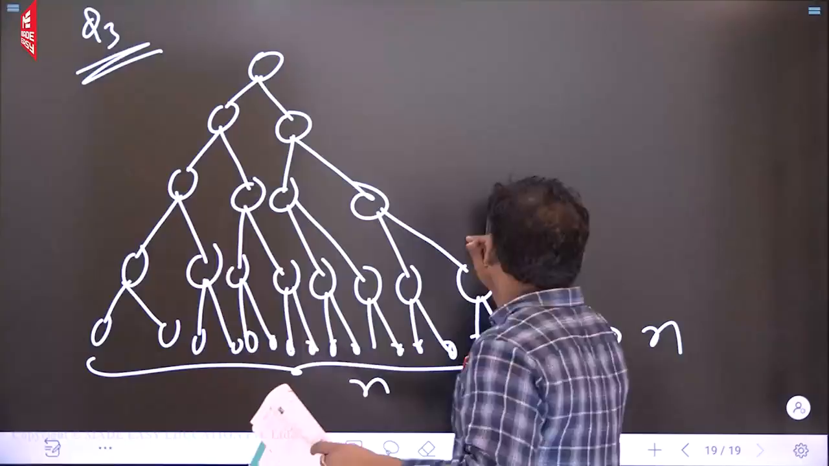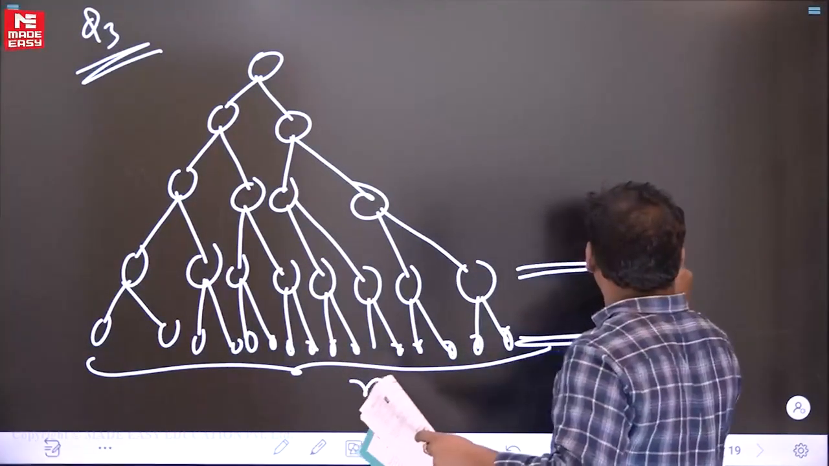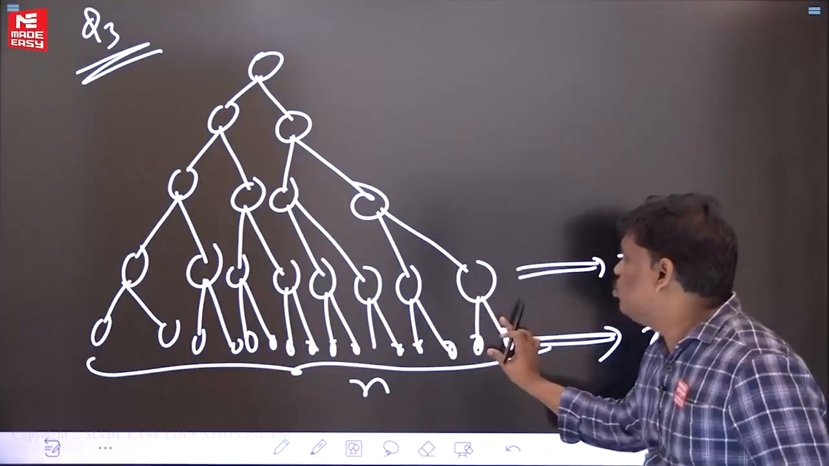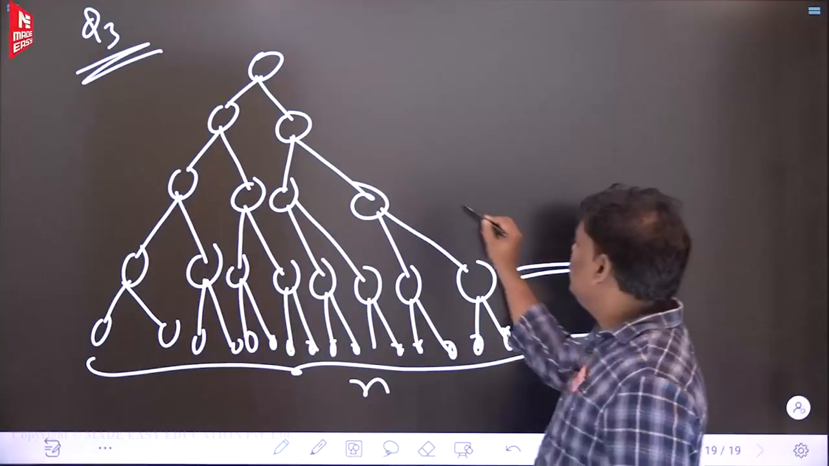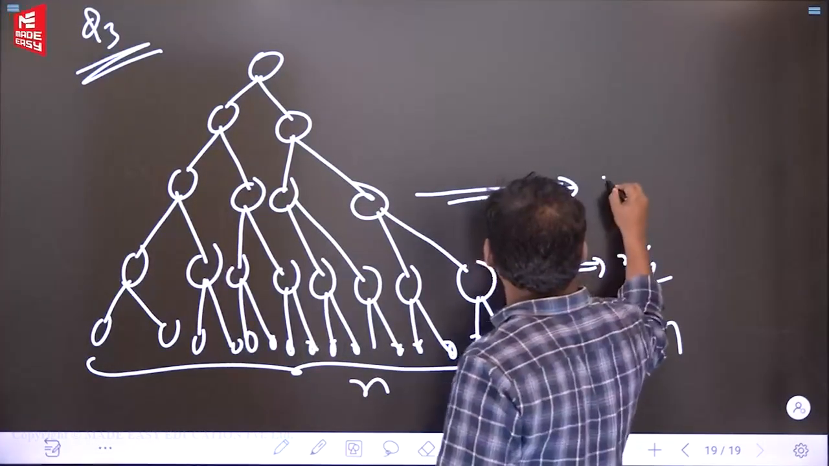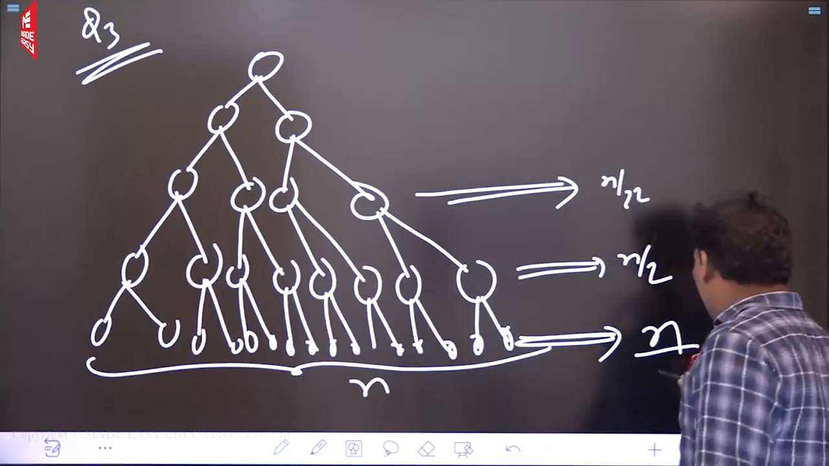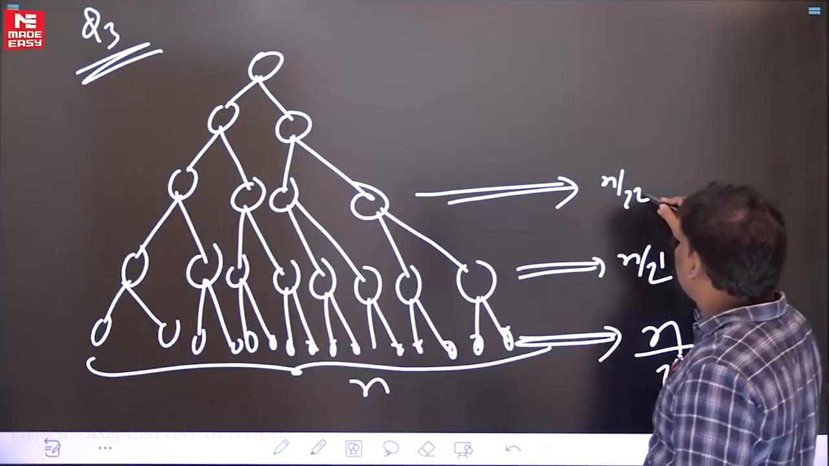Because 2 nodes become 1, here how many? N by 2 leaf nodes. Here n leaf nodes, definitely 2 becomes 1, so n by 2. Again 2 becomes 1, n by 2 square. It will continue. First one is n by 2 power 0, next n by 2 power 1, next n by 2 square.